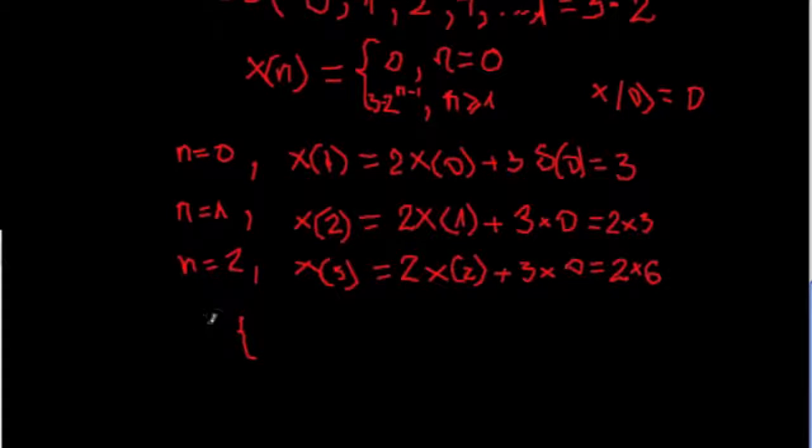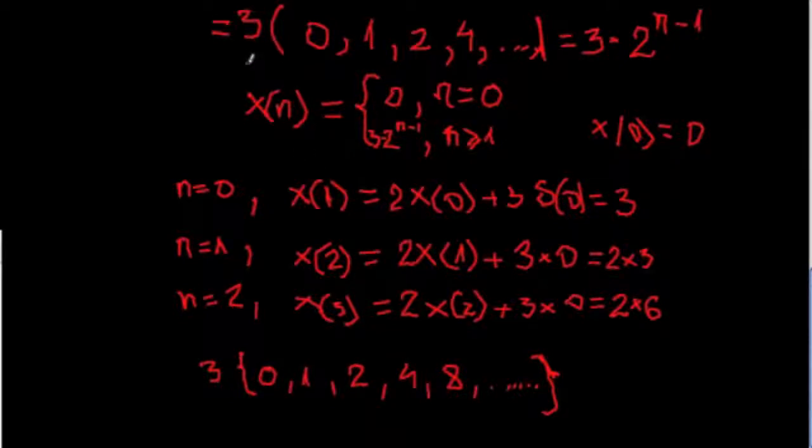In other words, the solution that we obtain is given as follows: 0, 3, 6, 12, and so on, at 0, 1, 2, 3. This is the same sequence that we obtained above. As you can see, the 0 is essentially x at 0, then x at 1, x at 2, x at 3, and so on.